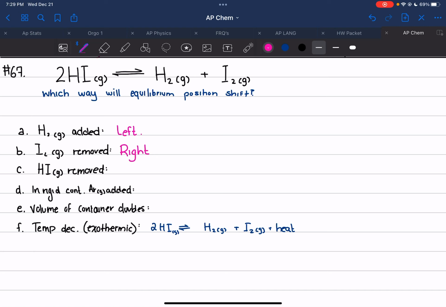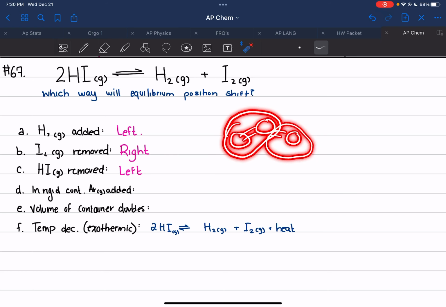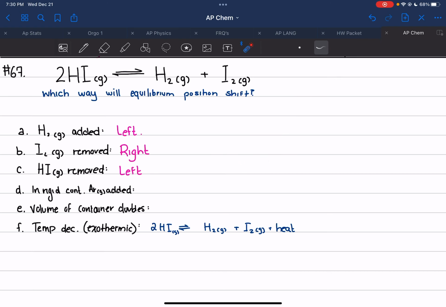Next, we have if we remove some of the HI. So we're taking away some of our reactant, which means this is going to have to be a shift left, because what we're basically trying to do here is compensate for this loss. Let's say we have a molecule, and this is a reactant and this is a product, but they have to be in this ratio, and I'm taking from some of this. That means I'm going to have to move this way and add some here in order to compensate.